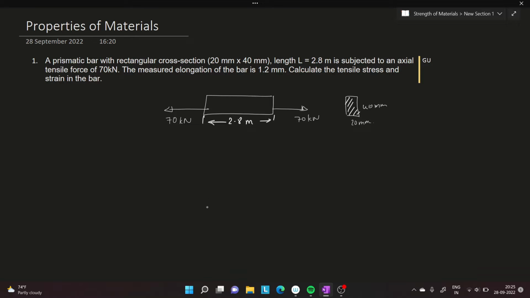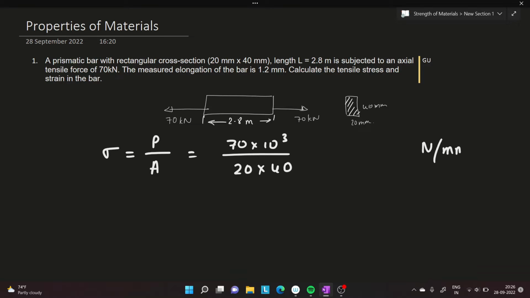So quite straightforward. We just have to apply the basic formulas, where the stress is equal to the tensile force divided by the cross sectional area. So here we have 70 into 10 to the power 3 divided by the cross sectional area, which is 20 into 40. Let us keep the units in Newton per millimeter square itself. If required, we will convert that to pascals, else we will stick to Newton per millimeter square.